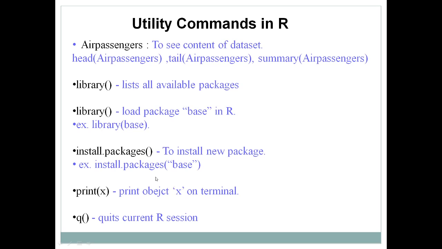Suppose I need to install a new package which is not available in your directory, so for that purpose you can use install.packages in bracket base. So it helps to install a new package. Okay, because a few packages are available inbuilt, but still if you want to use a new package you need to use this command. Then how to print a particular variable or a message in the terminal? You can use print x, which prints object x on the terminal.